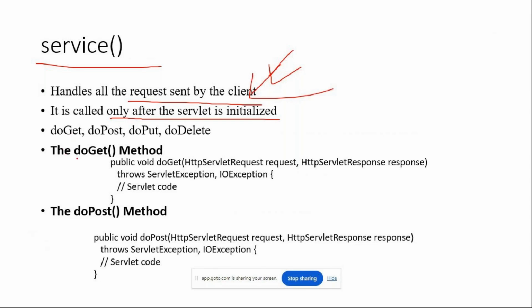It has two important methods: doGet and doPost. We have seen the difference between get method and post method already. The syntax is void doGet, an object for request, an object for response, and it throws two exceptions, ServletException and IOException. Likewise for doPost, an object for request, an object for response.